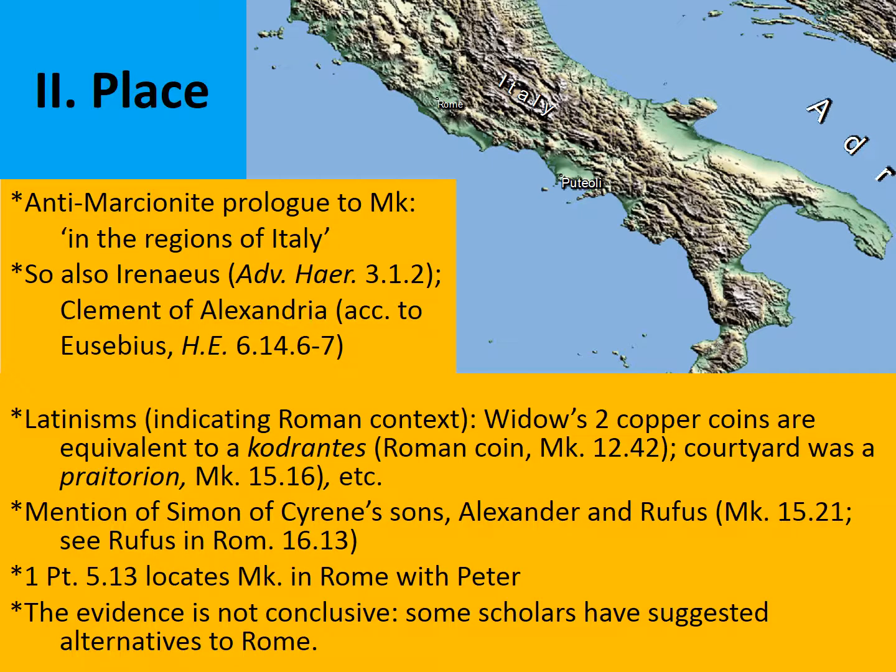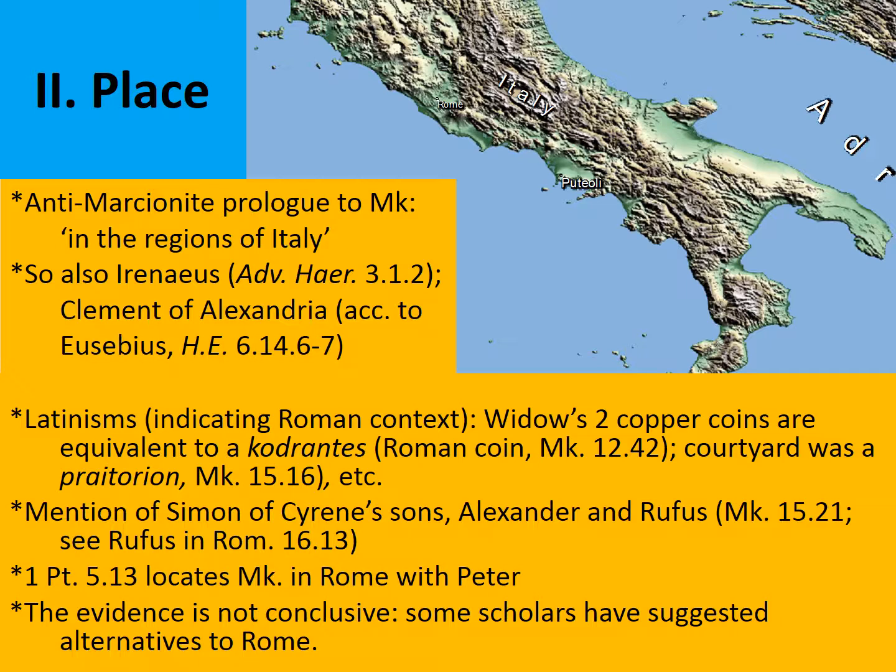As to place, we are going to conclude that Mark wrote in Italy, perhaps in Rome. The anti-Marcionite prologue to Mark states that Mark was written in the regions of Italy. Marcion was a heretic from the 2nd century A.D., and so the anti-Marcionite prologue adds this point about his writing in the regions of Italy. Irenaeus is also from the 2nd century, and so is Clement of Alexandria. Both testify to the place being Italy.